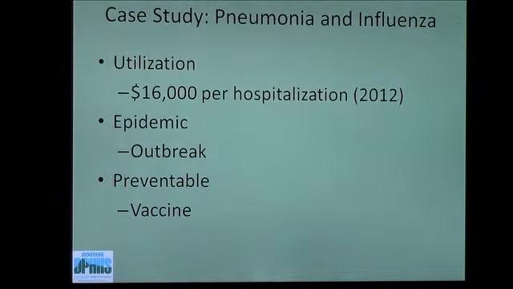Please do. So utilization is $16,000 per hospitalization, not as expensive as hip fracture. It also tends to have strong cycles. Everybody remember the horrible swine flu pandemic? The swine flu pandemic of 2009. Oh, I thought you meant 1918. No, that was the Spanish flu.